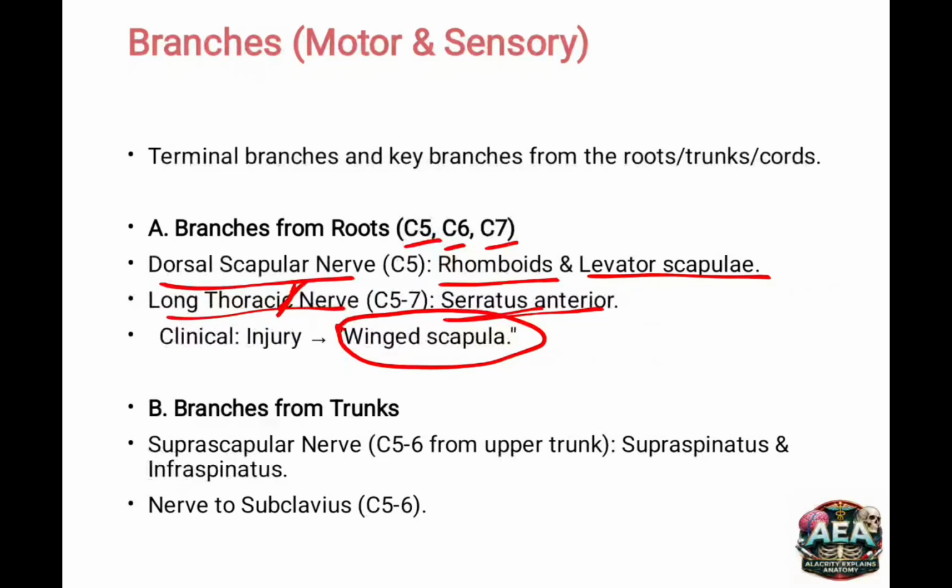Winged scapula. There's a video on winged scapula. Make sure you look at it. We'll talk about the scapula itself.